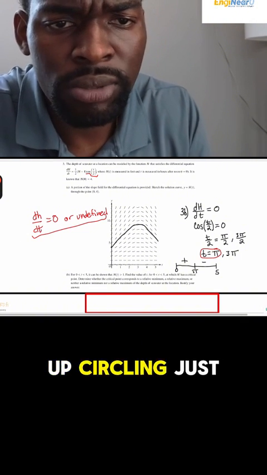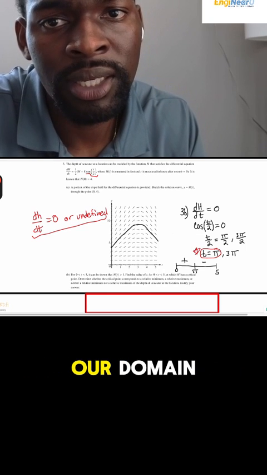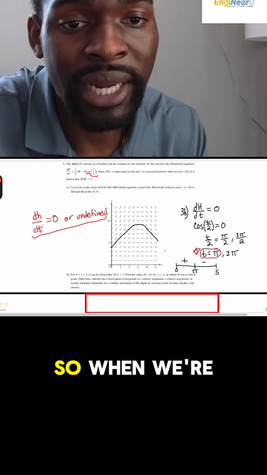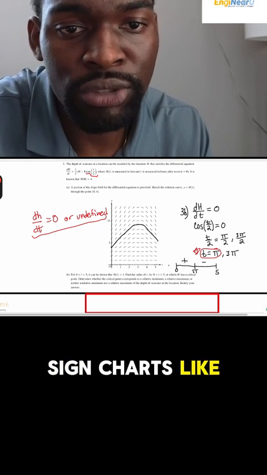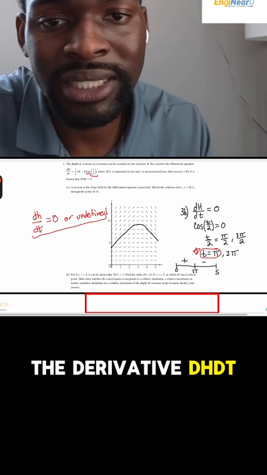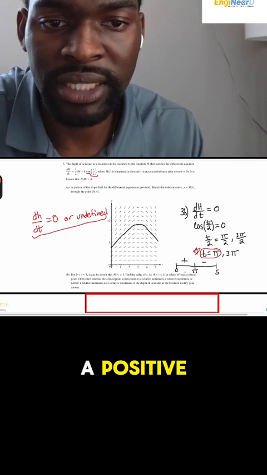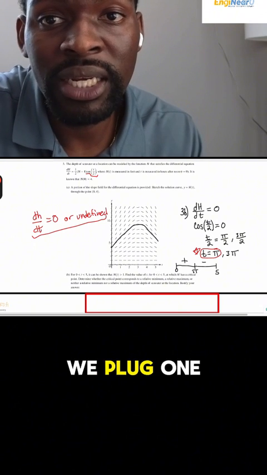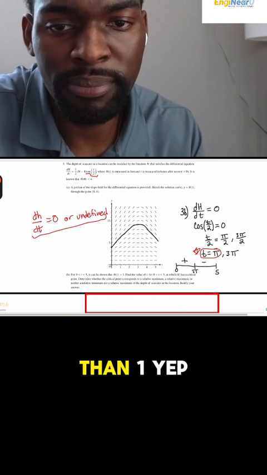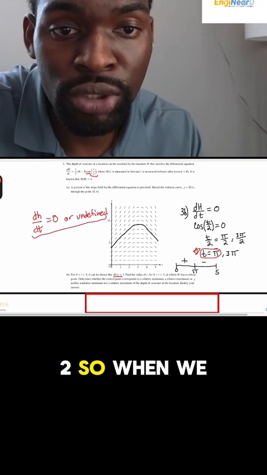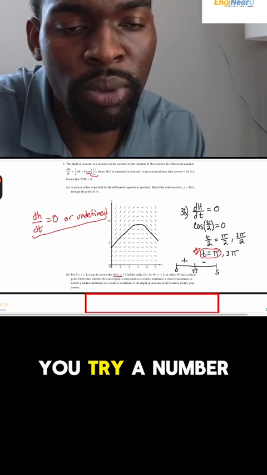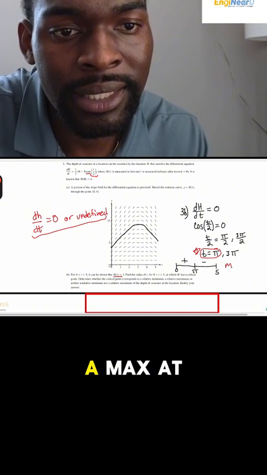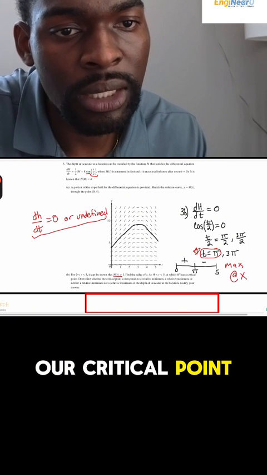I ended up circling just pi because think about our domain. Our domain for this problem is from 0 to 5, and 3 pi would be outside of our domain. So when we're trying to do a sign chart, I like my sign charts like this, and this right here will represent the derivative, dh dt. We're going to test some points. If we test a number between 0 and pi, it has to be a number bigger than 1, so let's try 2. When we try 2, we get a positive number, and if we try a number bigger than 3.14, like 4, we get a negative number. Because of that, we have a max at our critical point, t equals pi.